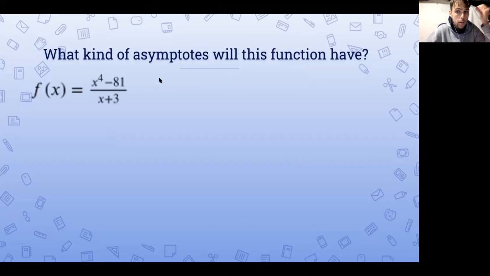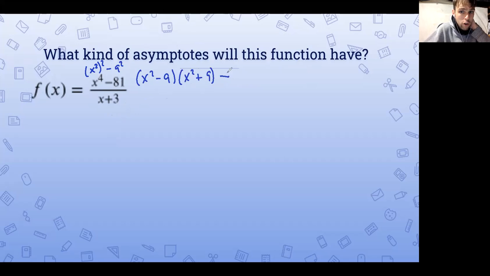Now, what kind of asymptotes will this function have? This one is a bit of a trick because this numerator function and this denominator function have a common factor. So I'm going to skip this one, but I'll quickly show this is really the same thing as x squared minus 9 squared. So we can write this as x squared minus 9 times x squared plus 9.